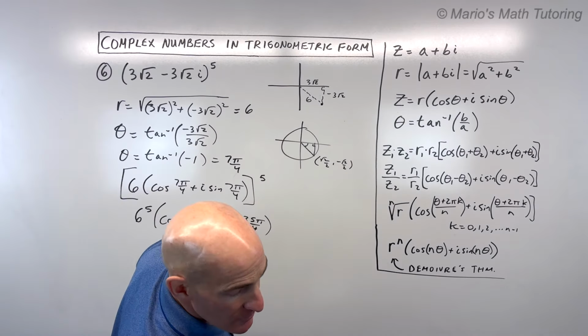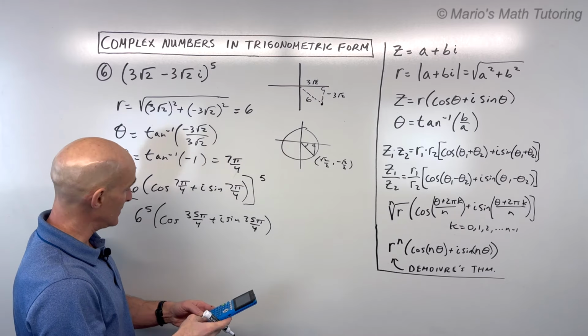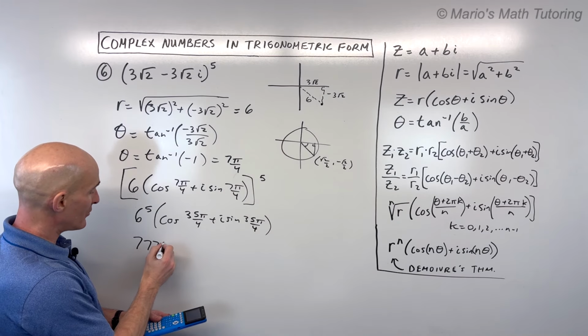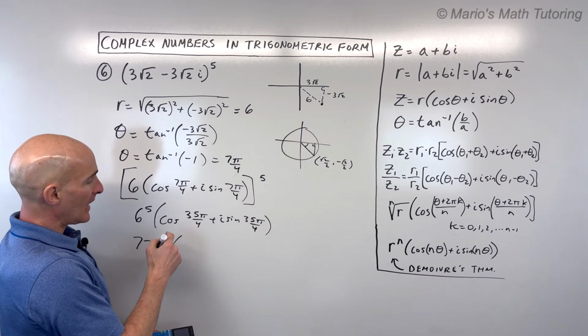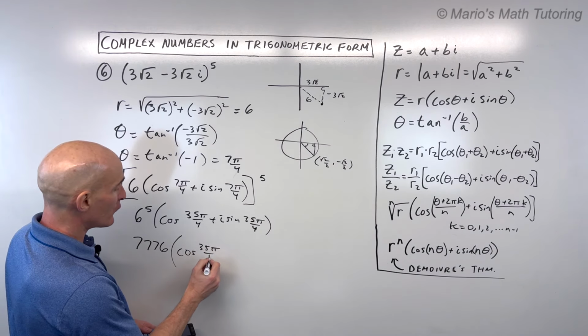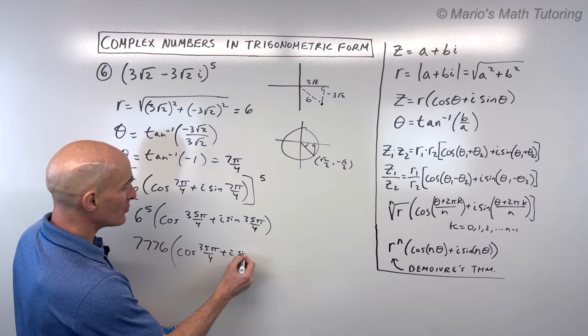Now what's 6 to the 5th power? Let's see. I don't know that one off the top of my head. It's 7,776. And okay, we could leave it like this. Now this would be our trigonometric form. So if you wanted to stop there, you could.